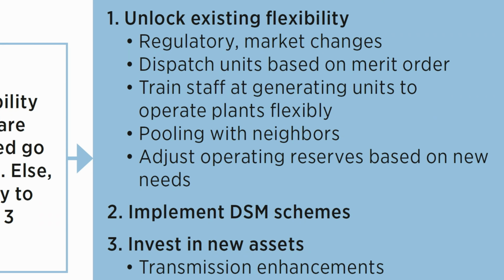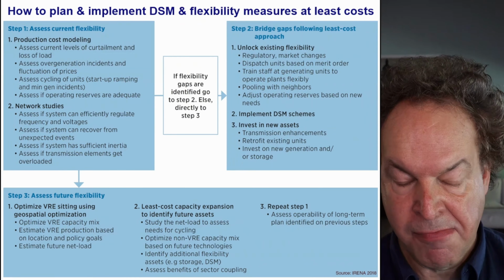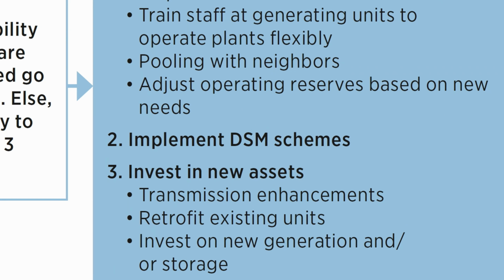So you can also do pooling with neighbors to level out some generation and flexibility gaps. You can adjust operating reserves based on new needs. In the second step, you can implement new demand-side management schemes. You can invest in new assets. So you can have a transmission enhancement. We already saw the effects with the flexible AC transmission system. We can retrofit existing units, we can invest in new generation and/or storage.